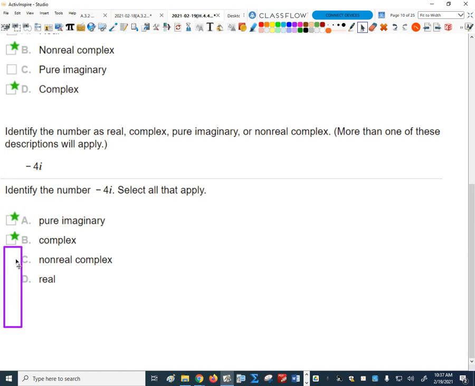Is it complex? Yeah, every number is complex. Is it a non-real complex number? Thumbs up or thumbs down? Yeah, thumbs up. It's got an i in it, right? So it's non-real. Is it real? No. It's got an i, so it's not real. Okay, good.